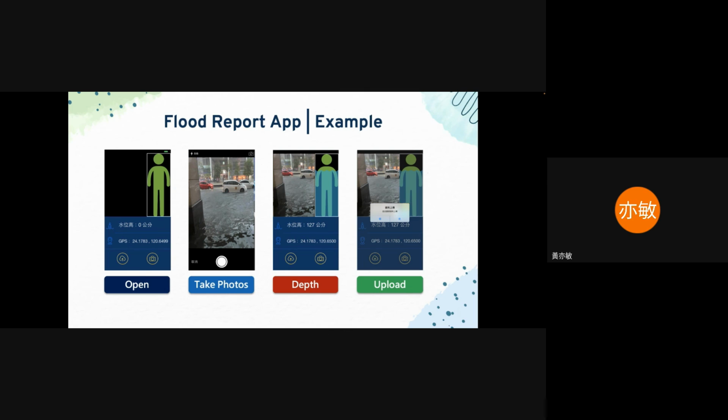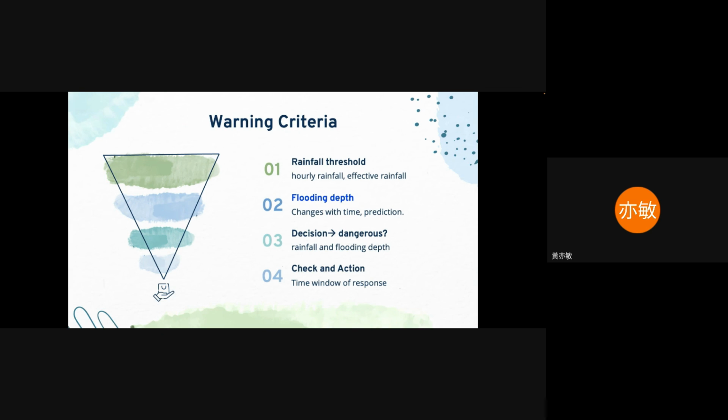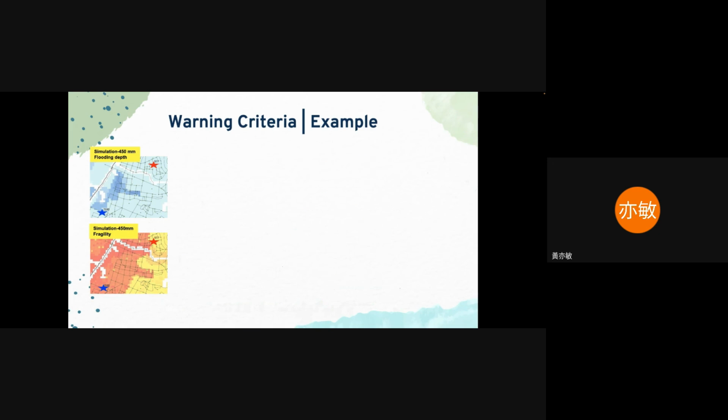But I would say this is only for flooding disaster, because flooding is a kind of slow progress. Sometimes quicker, but it is a progress that you can see. So for the criteria, we have the rainfall, we have flooding depth. Then in combination with our scenario simulations, we can make our decisions. We can ask people to evacuate when the flooding propagates to certain locations.